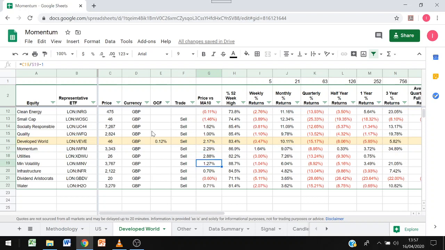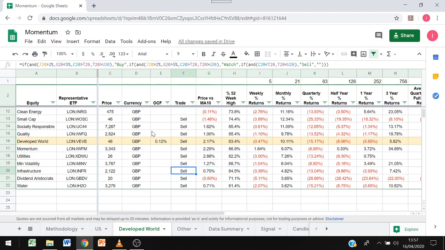So utility, minimum volatility. Longer term, not too bad. I suppose the lows aren't that low, the negatives here, but then the monthly return isn't that strong either, but still quite a useful one.